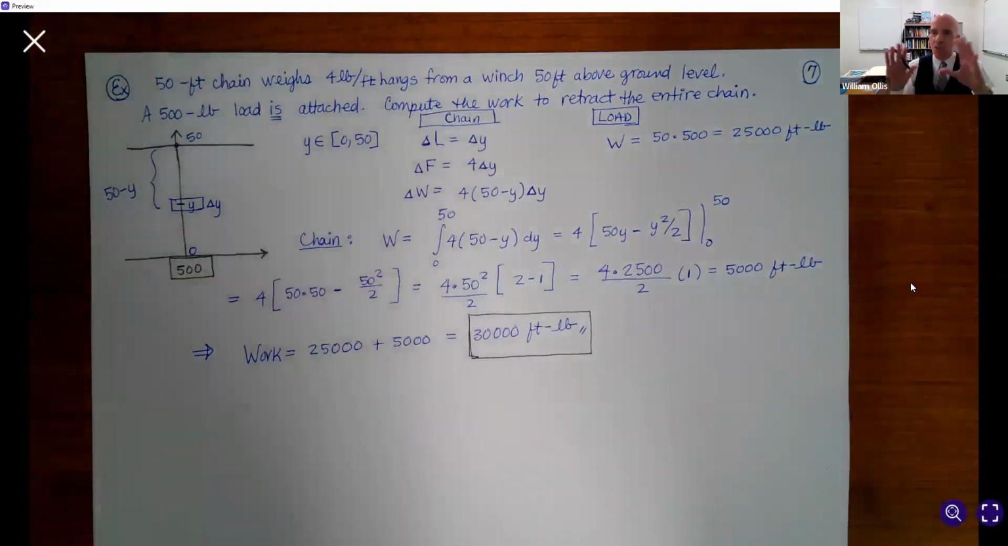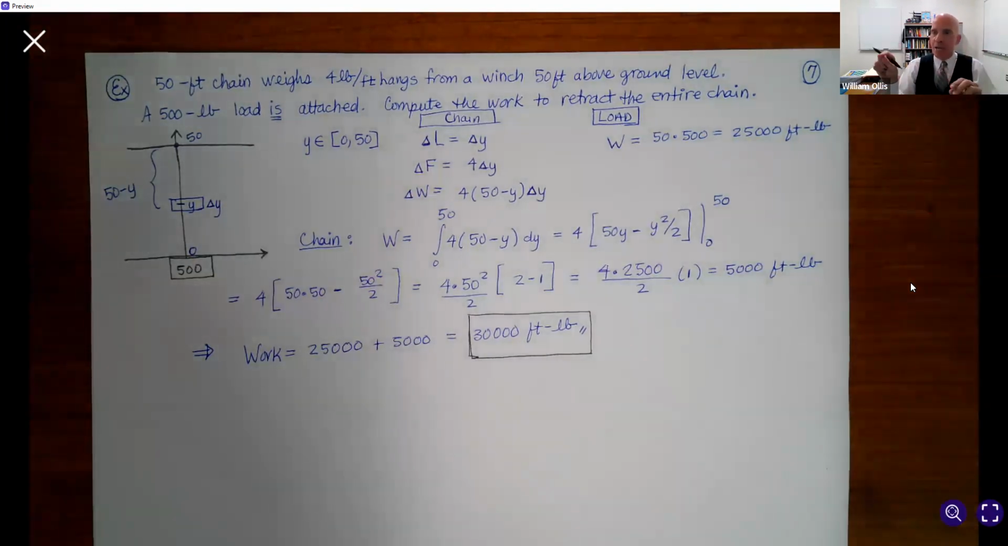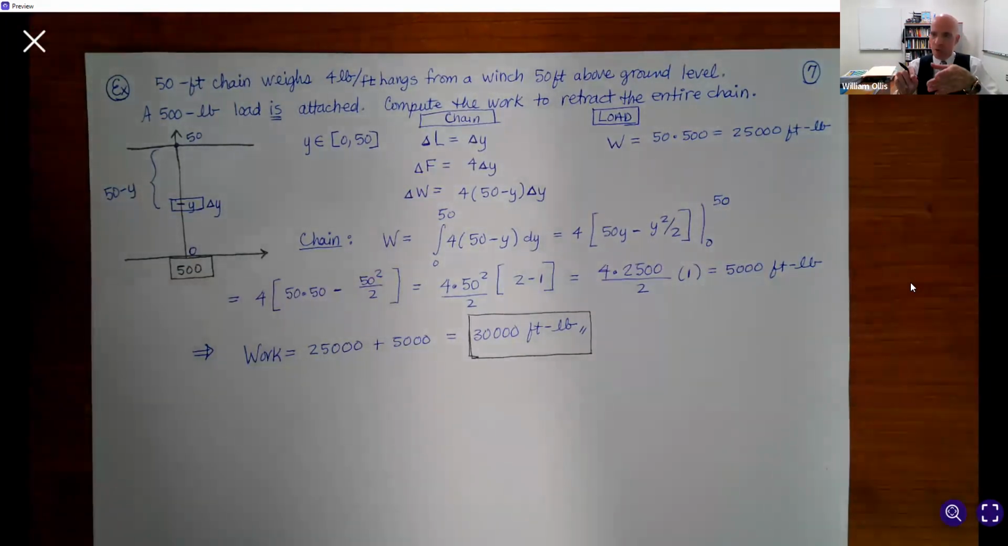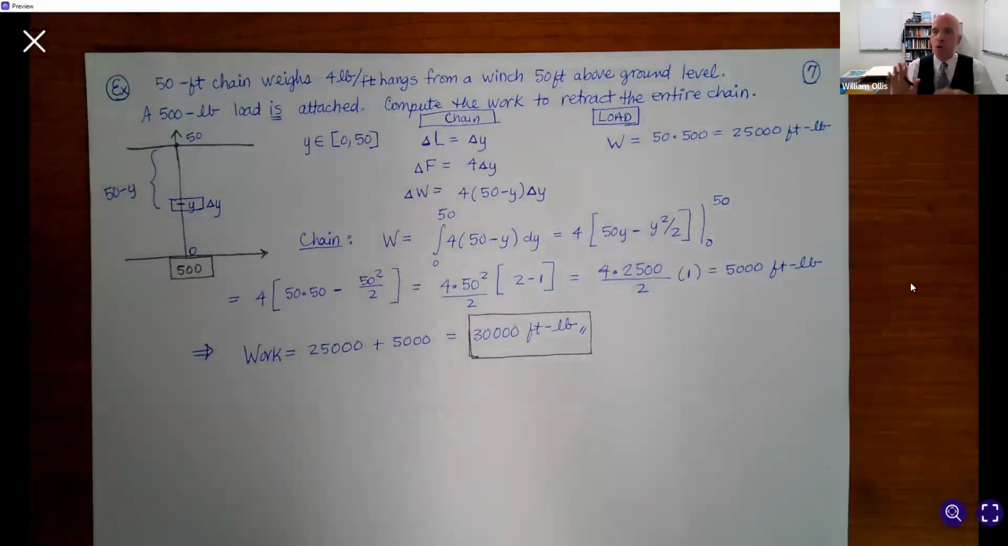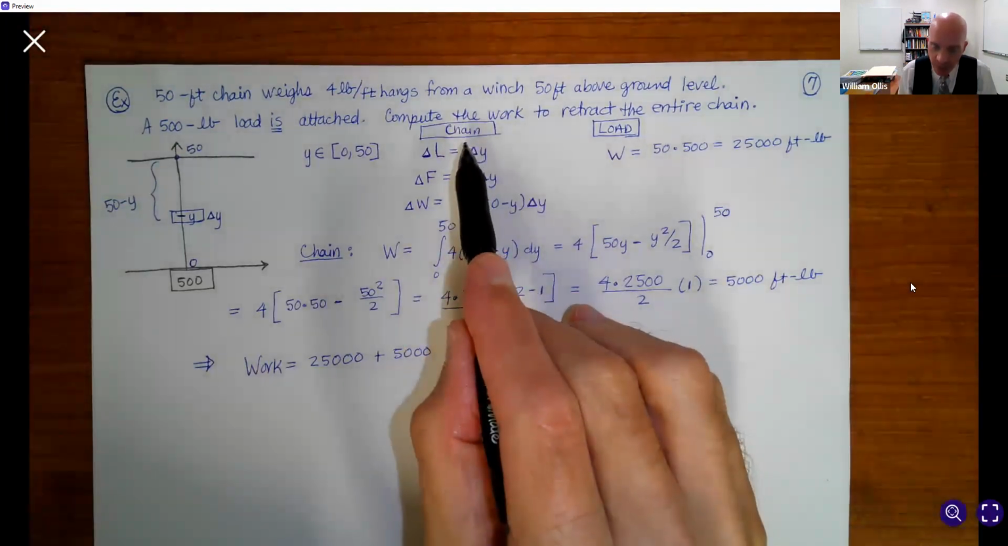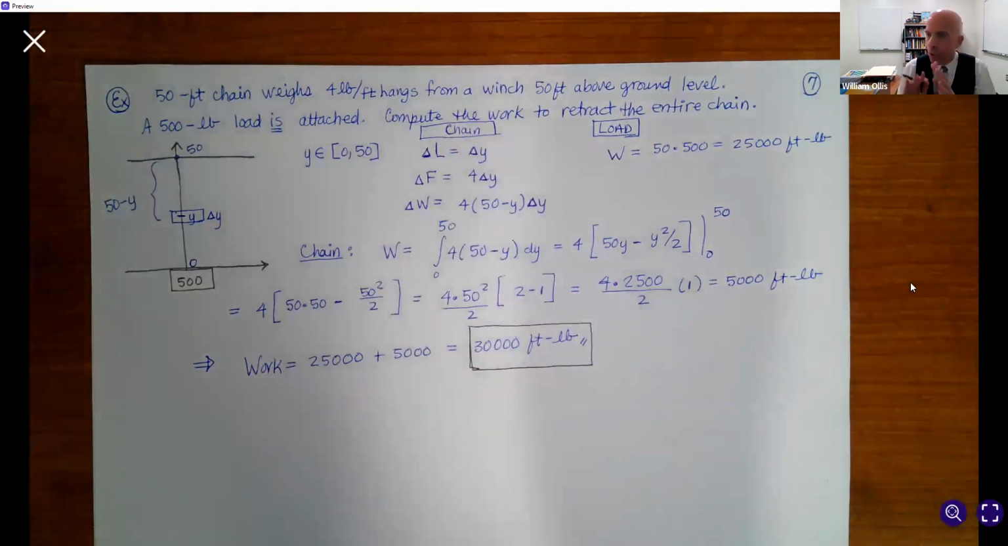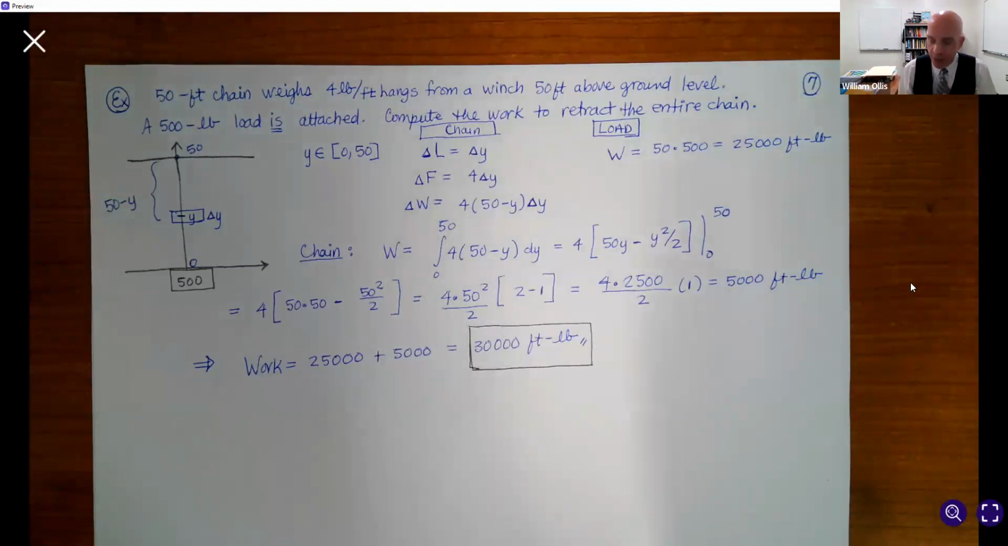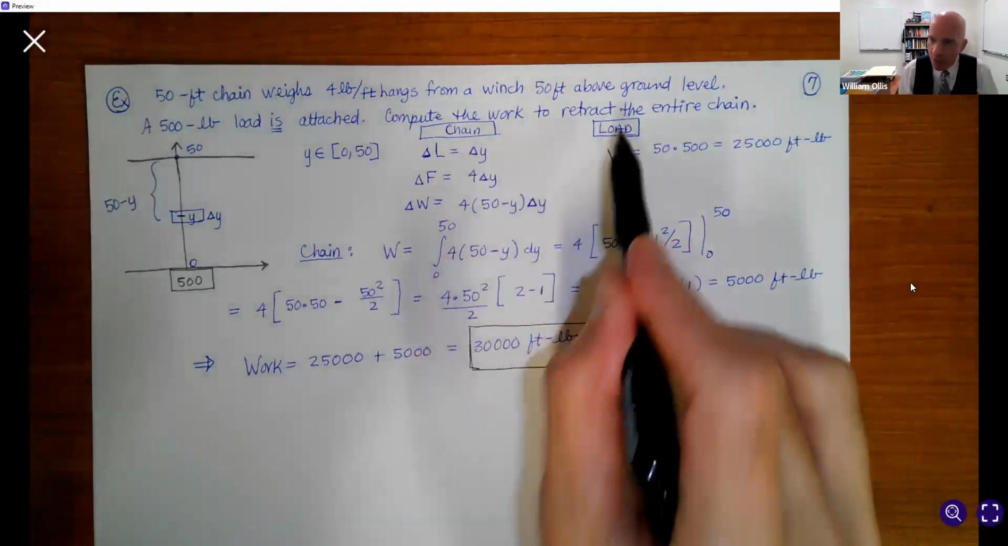So if you have a machine that you click on and it starts to retract the chain, the load goes up and takes it all the way up 50 feet. Well, one part of that problem is very simple. The other part requires calculus. So let's just look at this. Notice here what I've done is I've broken the problem down into two categories. One is the chain and one is the load.